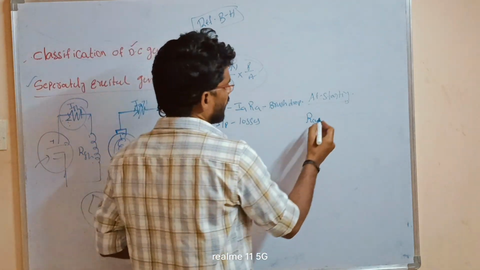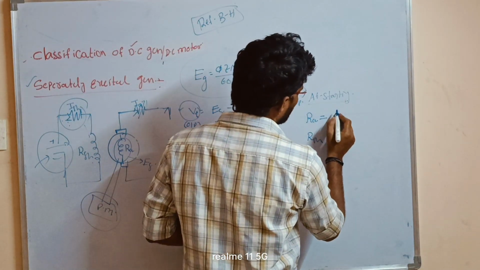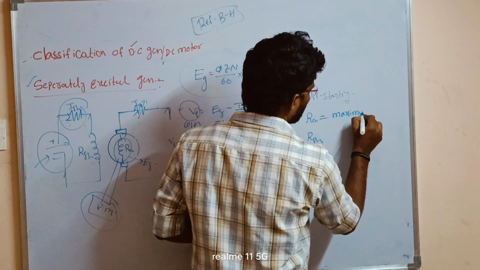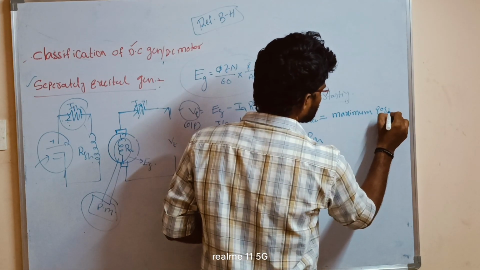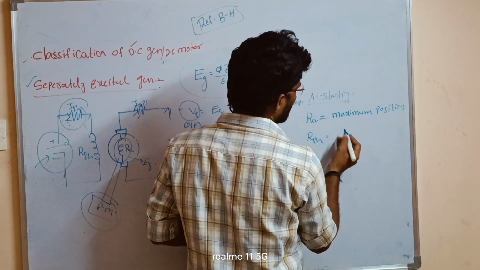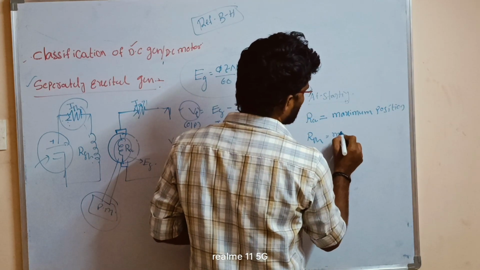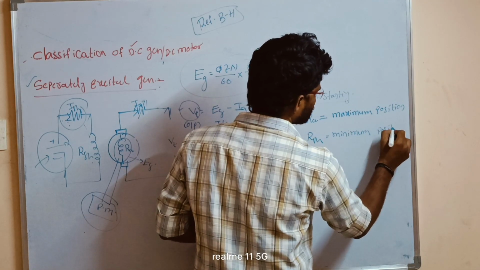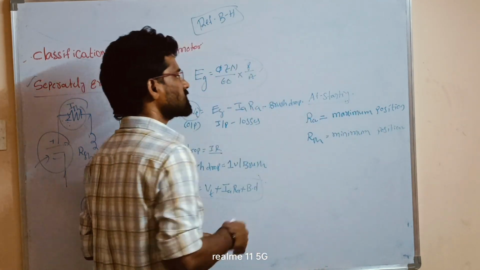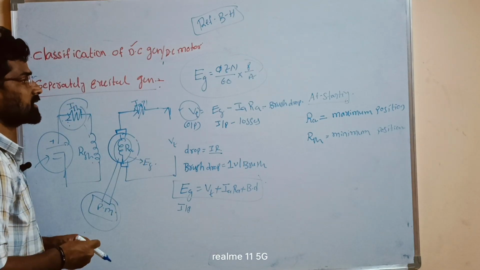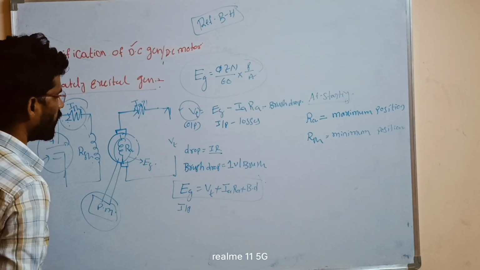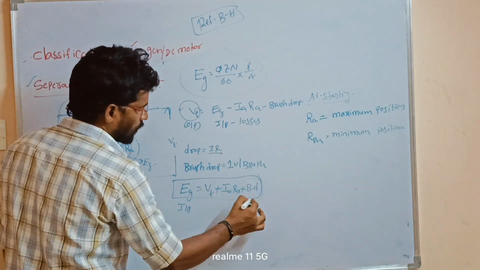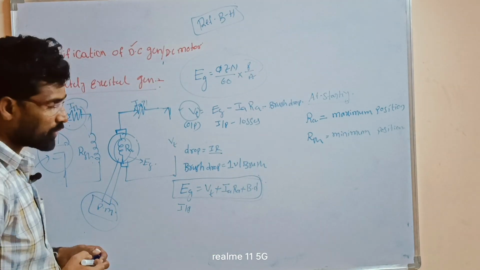At the time of starting, the armature resistance should be maintained at the maximum position, and the field resistance should be maintained at the minimum position, in the practical case. Now up to here we discussed only the EG relation, EG versus current relations. So EG is equal to VT plus IA RA plus VD drop.